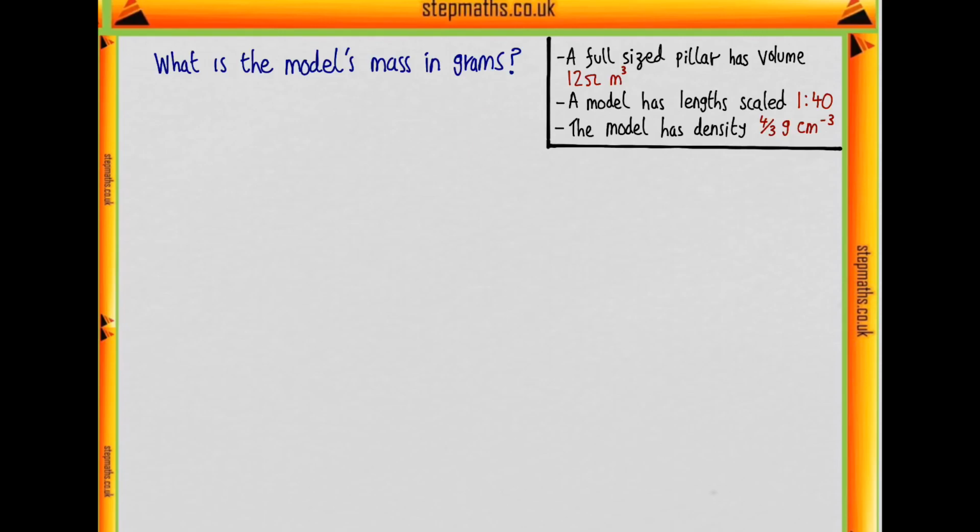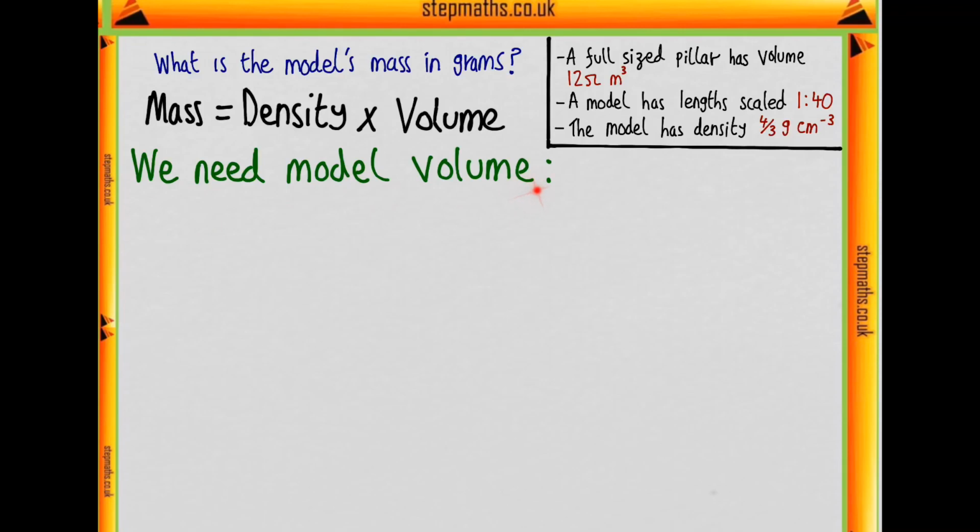Well, first things first, what's the equation relating these quantities? Mass, density, volume? Well, this will be very important for everything we're going to do. And we're asked to find the model's mass in grams. And what do we already know about the model? We know the density of the model. So all we need is the volume of the model. So let's try and go about that.